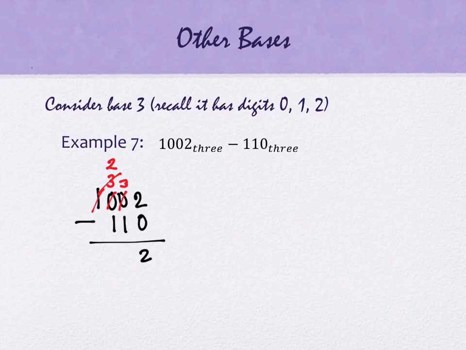Then I can do it. 3 minus 1 is 2. And then 2 minus 1 is 1. So this is 1, 2, 2, base 3.